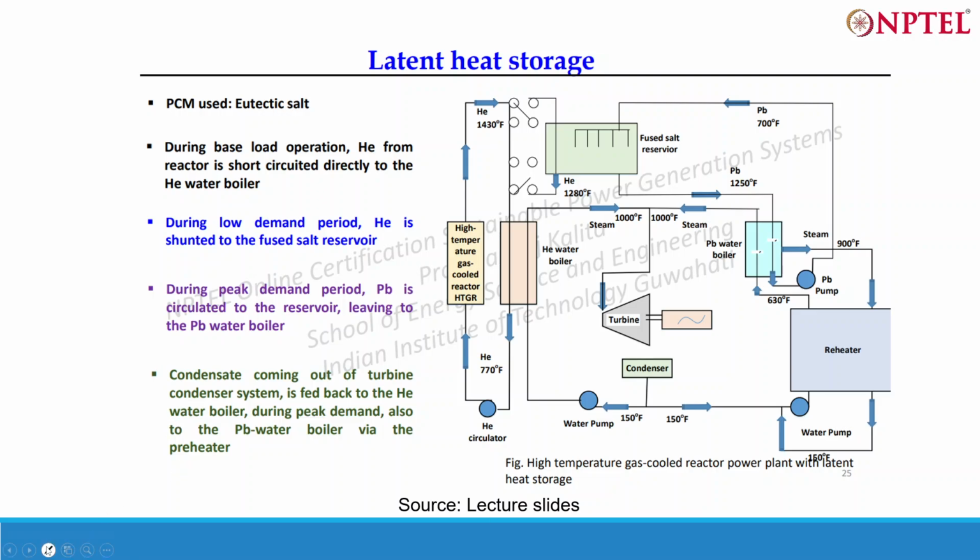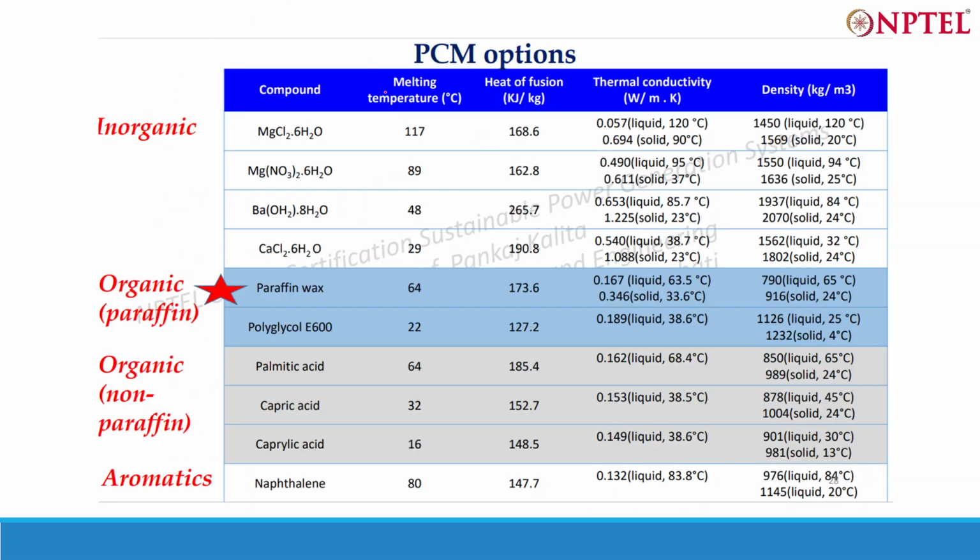Okay, so now we'll move to the latent heat storage, which basically uses phase change material, like eutectic salts are one of the examples. During base load operation, the reactor source directly heats the water, and similarly condensate comes out. So this is one of the examples of latent heat storage here.